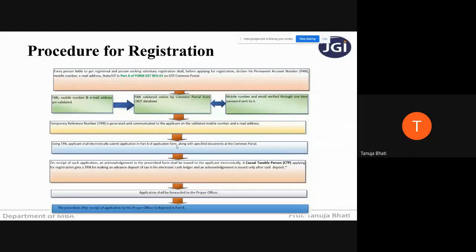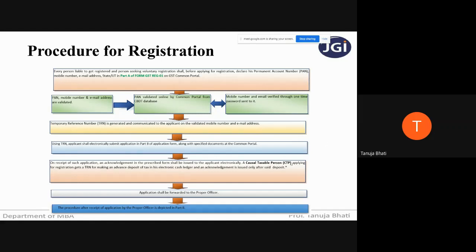supporting the proof that yes, I'm starting the business genuinely. So next, using the TRN, the applicant shall electronically submit the application in Part B of the application form along with specified documents at the common portal. Now, on receipt of such application, an acknowledgement in the prescribed form shall be issued to the applicant electronically. So the applicant will fill the form, will submit the form. Once the applicant has submitted the form electronically, he will get an acknowledgement. Acknowledgement means the system will tell, yes, we have received your application.